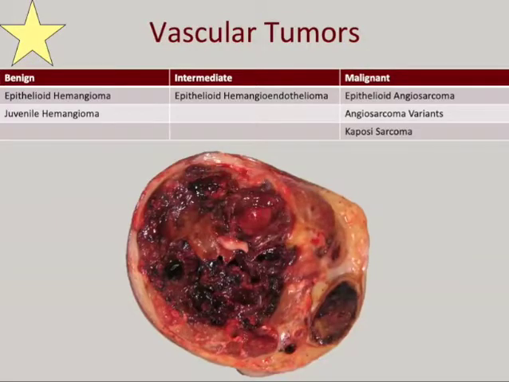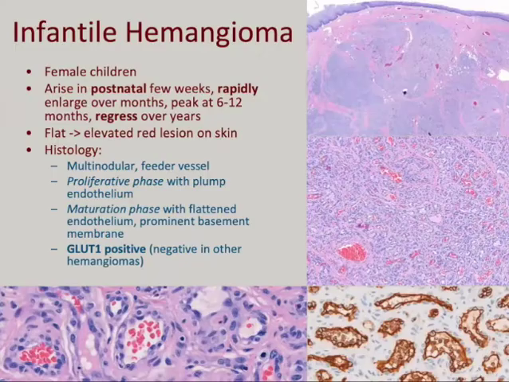Okay, moving into the vascular tumors. So we, of course, have benign tumors, tumors of intermediate malignant potential, which are essentially the hemangioendotheliomas, and then the malignant ones. I'm not going to belabor all of the variants of hemangioendothelioma because there's a lot. So we're just going to focus on the one. All right, for the benign, we're going to start with infantile hemangioma, remembering that this is a rapidly growing tumor, usually in the postnatal few weeks, that can regress.